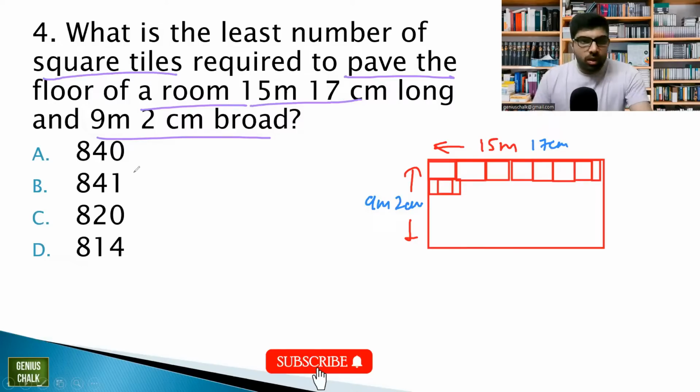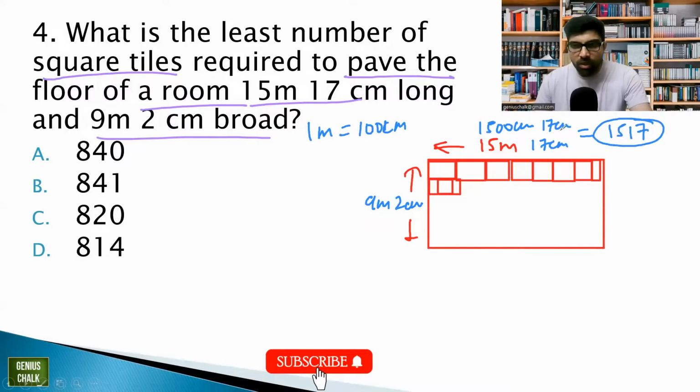Now I need to convert it. So 1 meter is 100 centimeters. So 15 meter will be 1500 centimeter, and next is 17. So what is the total? 1517. Yes. And here 9 meter means 900 centimeter plus 2, so 902.